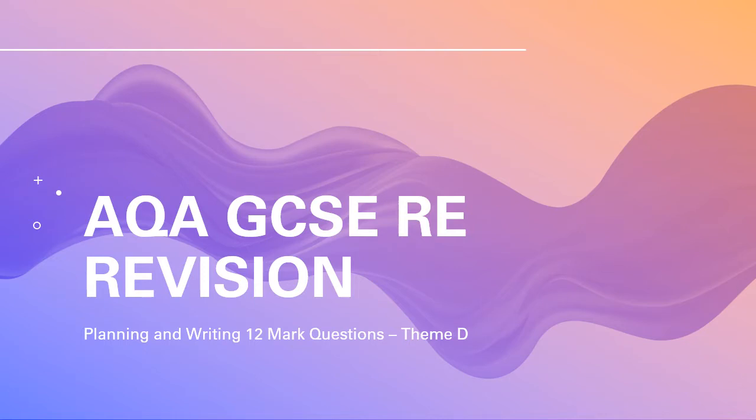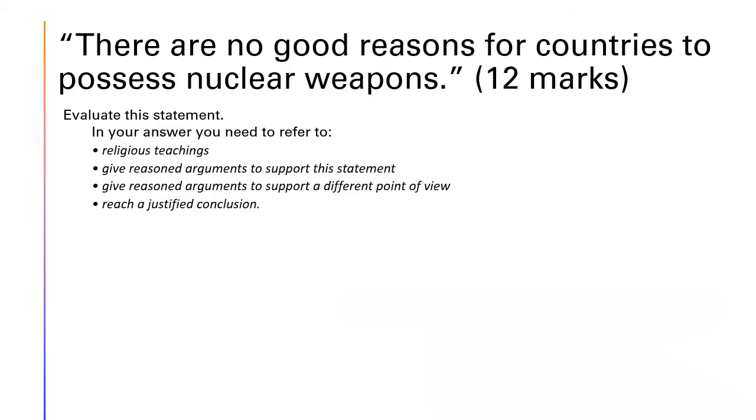Today we're going to be focusing on planning and writing 12-mark questions, the evaluation question, and we're going to be looking at an example from the Theme D paper. So the question we're going to be planning and writing is this one. There are no good reasons for countries to possess nuclear weapons. It's a 12-mark question.